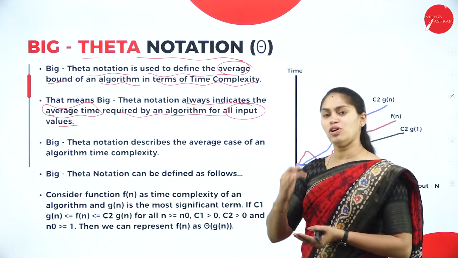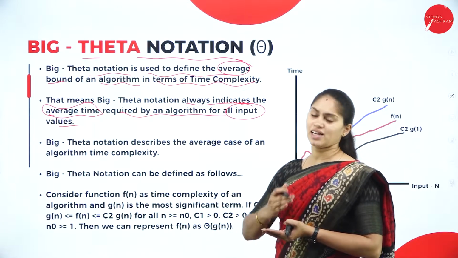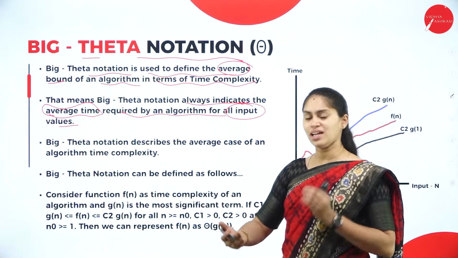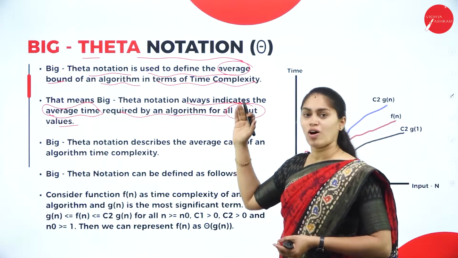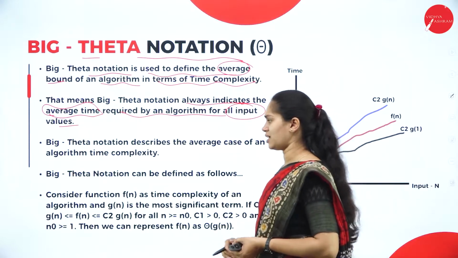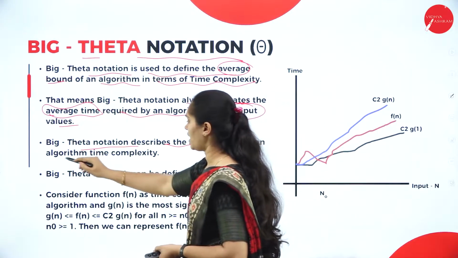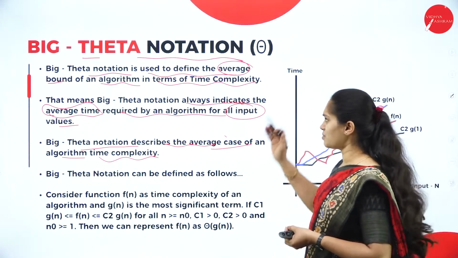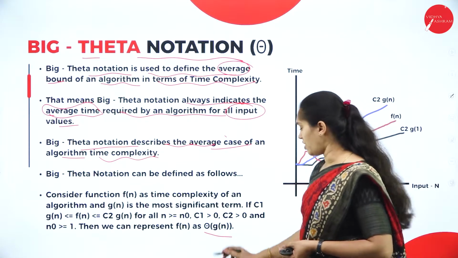If we get to know the worst case, best case as well as the average case, then I can use the same thing for all kinds of algorithms that we are using. Among them, we have to choose the best by measuring the performance of the algorithms. So big theta notation describes the average case of an algorithm's time complexity. And how do we define it? It is written as theta of g of n.